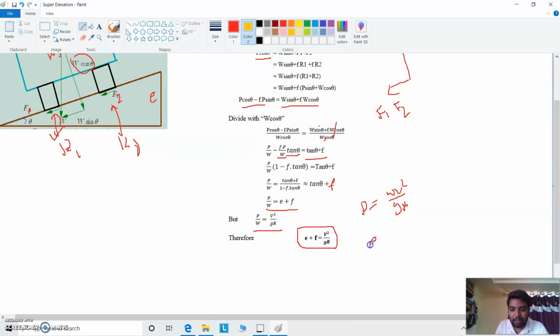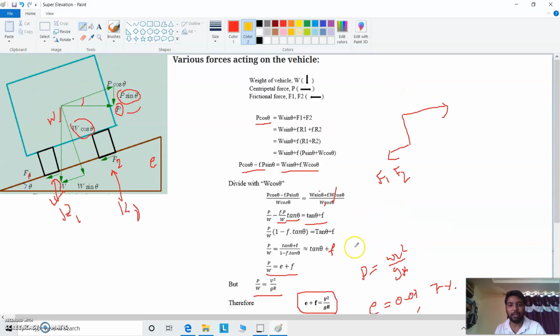So here E is the super elevation and F is the frictional value, that is 0.15, and E is 0.07. It is the maximum value, so you can provide 0.06 or 0.05, less than this value, but you cannot go more than 0.07 or 7%. And 0.15 is the frictional coefficient to be considered, V is the speed of the vehicle, G is the gravitational acceleration, and R is the radius of the curve, right?